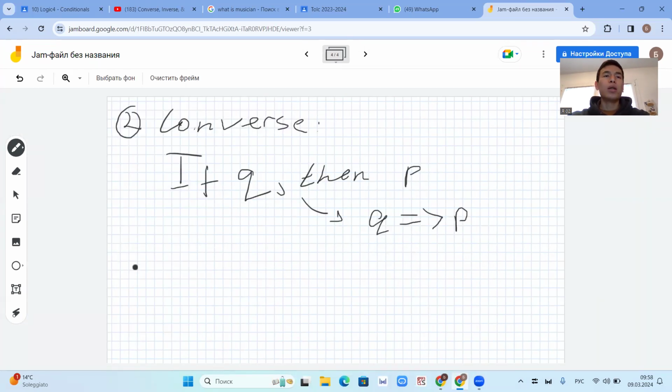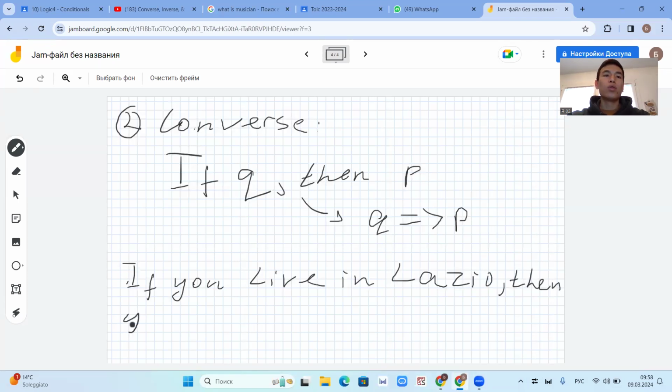Okay, it will be: if you live in Lazio, then you live in Rome. It means that living in Lazio implies living in Rome. Okay, is it true or is it false?